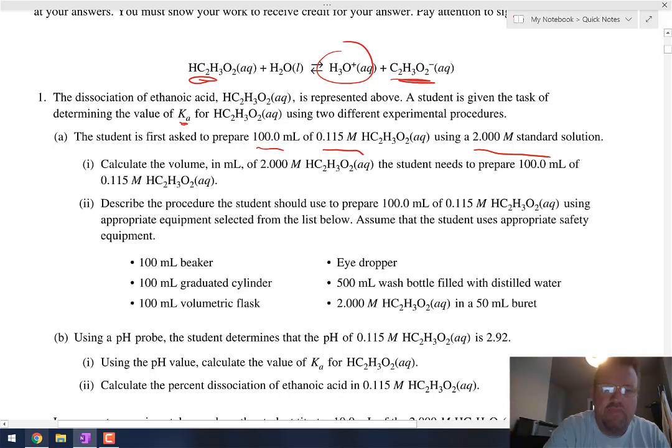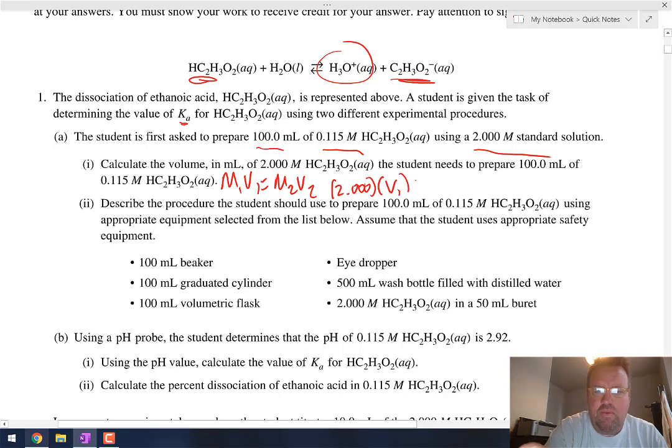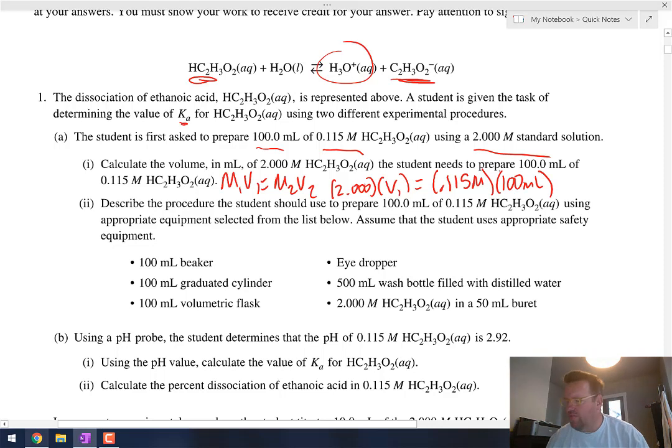So first of all, this is simply a dilution problem. M1V1 equals M2V2. The initial concentration is 2 molar. We're trying to figure out how much of that we need. So that's our V1 that we're trying to find. The final concentration is our M2. We want it to be 0.115 molar. And how much of it do we want? We want 100 milliliters. So to get V1 by itself, we're going to simply divide by 2.